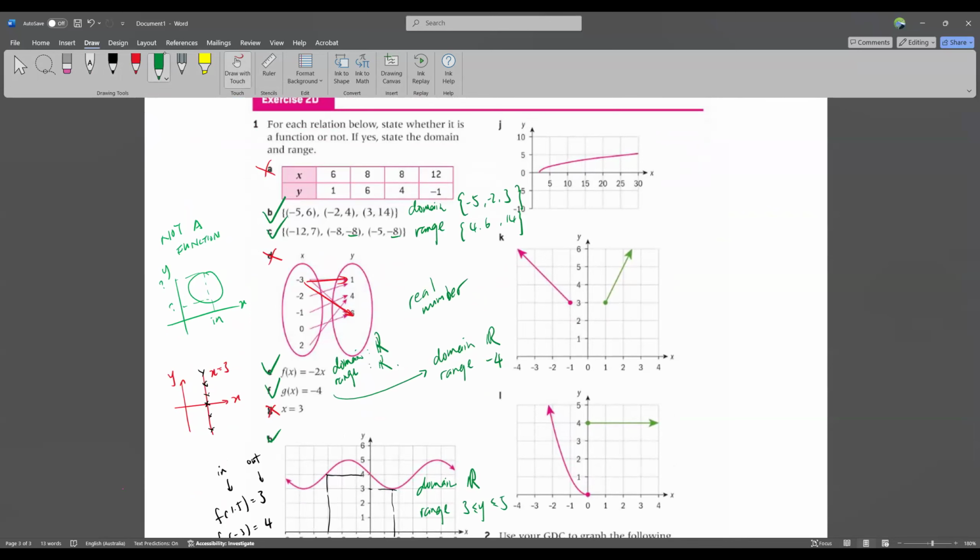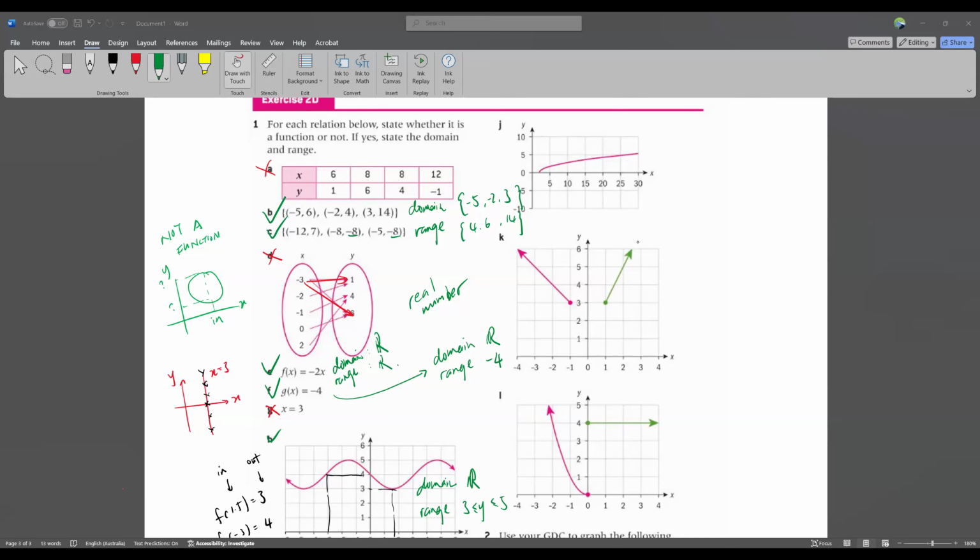Yes, because there are no outputs that are the same as the x. A better way to say it is there are no inputs that will give you two different outputs. Or you can say there is a unique output for every input, which is the standard definition of a function. Domain and range.